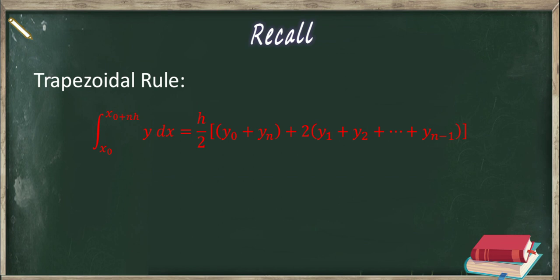So the trapezoidal rule is: integration from x0 to x0 plus nh of y dx is equal to h by 2 times [y0 plus yn plus 2 times (y1 plus y2 up to yn minus 1)]. That means the integral is equal to h by 2 times the sum of the first and last ordinates, plus 2 times the sum of the remaining ordinates.